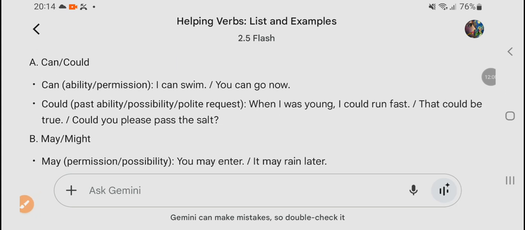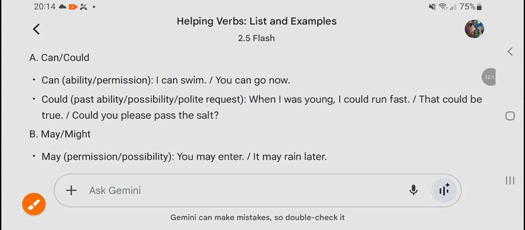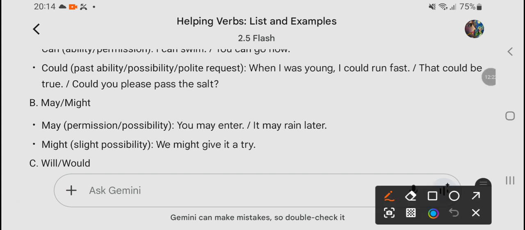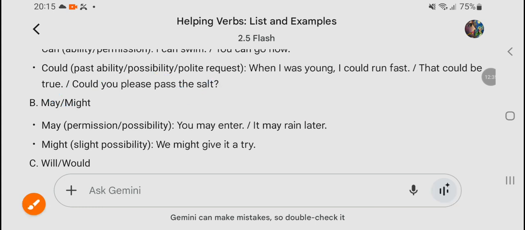Then modal helping verbs, can is for ability or capability, permission also, I can swim or you can go now, ये permission है. Then could, past, can का past is could, so past ability past है ना, past. When I was young I could run fast. They could be true. Could you please pass the salt, right? Permission. So ध्यान से इसको पढ़ लेना, right?